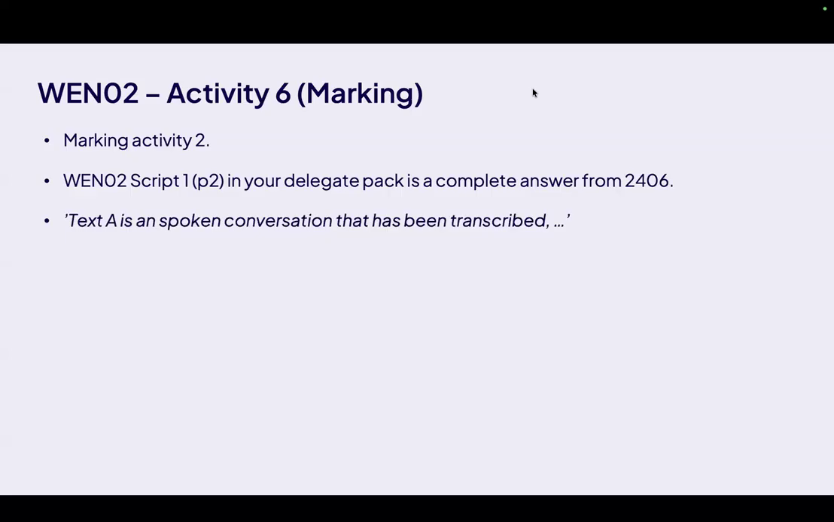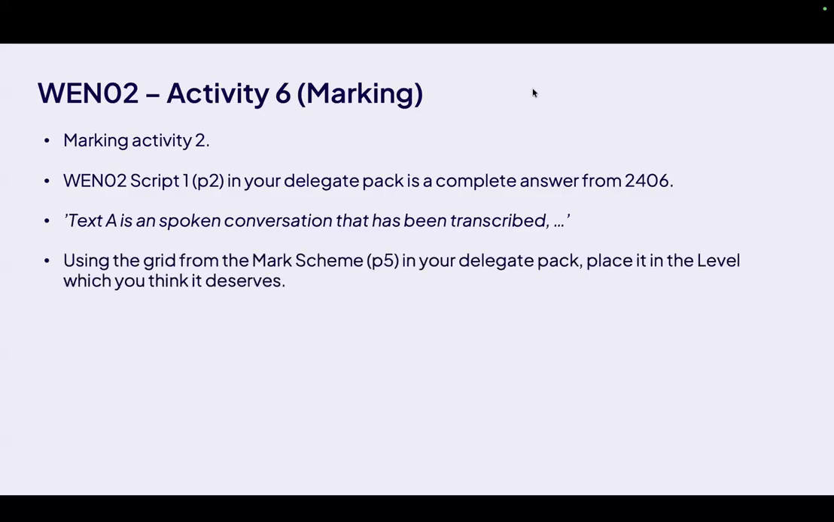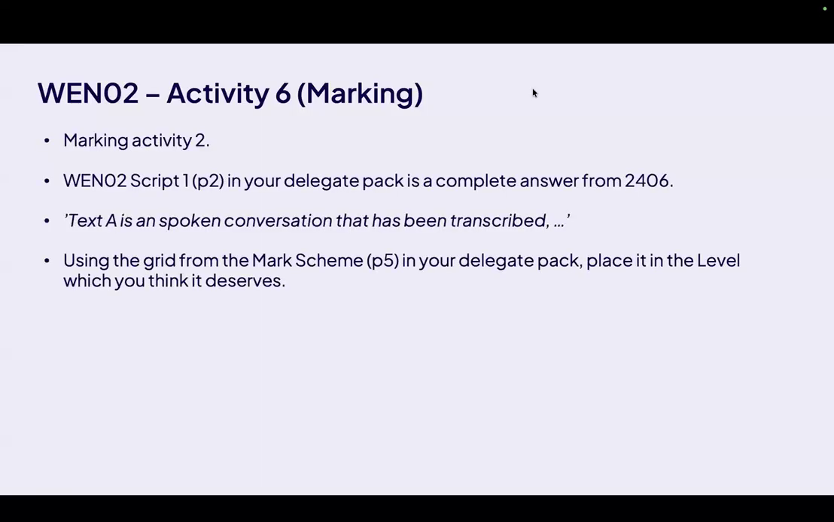Text A is a spoken conversation that has been transcribed. Yes, it has. Using the mark grid, which I've just said is on page 5, put it in the level which you think it deserves. I'm not going to give you the answer just yet, so let's go back on that one.